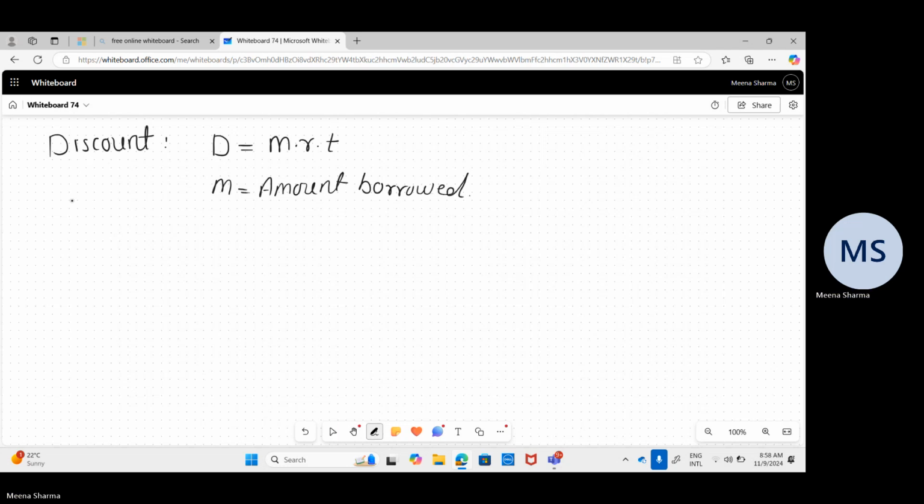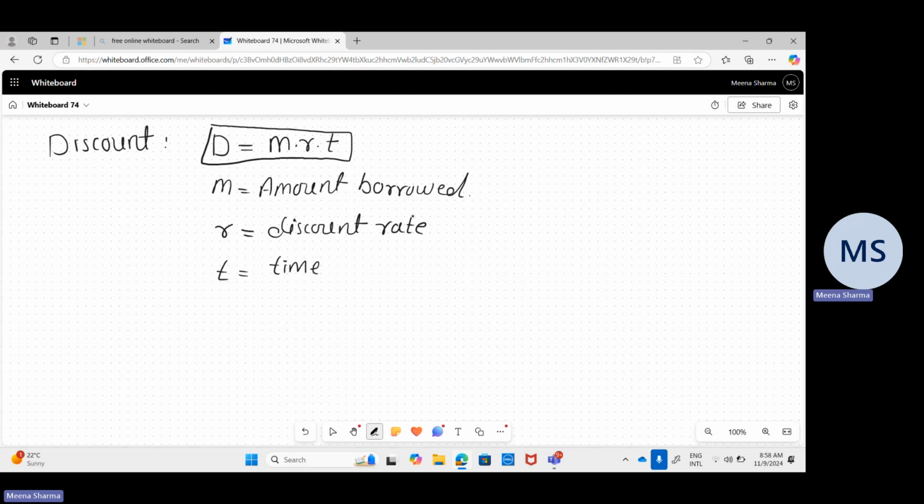M is the amount borrowed, and R is the discount rate. And we have T, which is time. So this is about the discount: D equal to M multiplied by R multiplied by T, where M is the amount borrowed, R is the discount rate, and T is the time. Let's talk about the proceed.